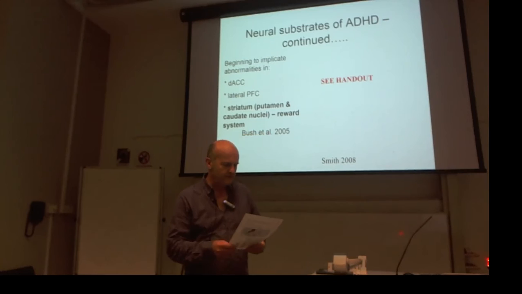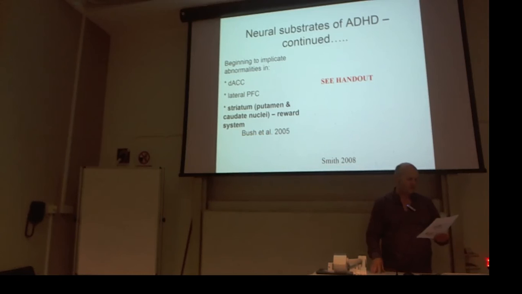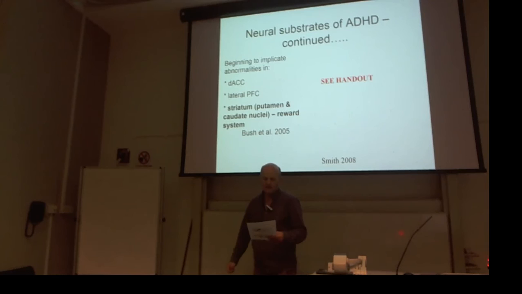So just finally before we leave that, this gives you a bit more of a sense, I think. You've got control activation in white, ADHD activation in black, and overlapping activation. You can see these are transverse sections, and the white blob in the middle is where your ventral striatum is. And you can see that it's much more activated in the control activation.